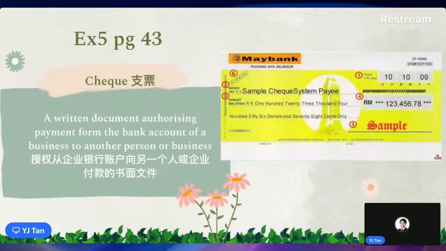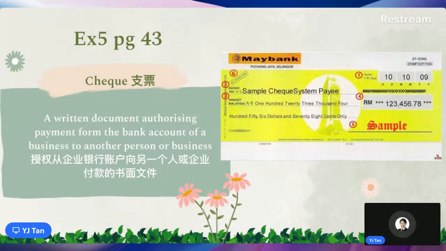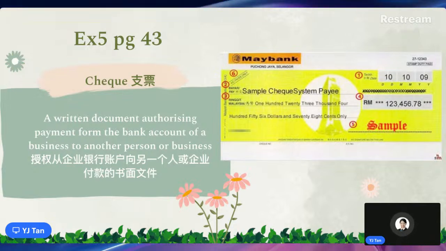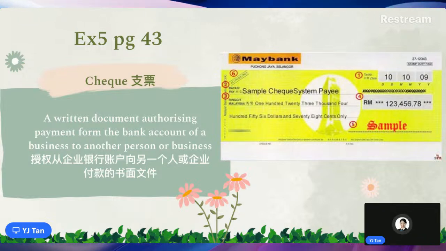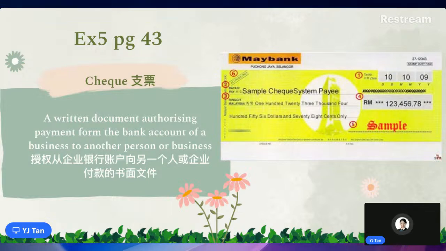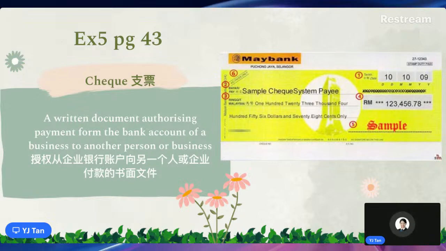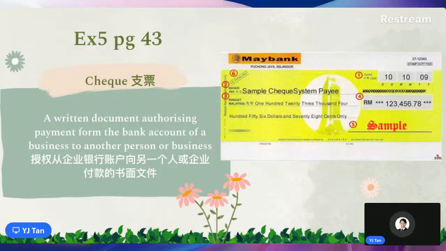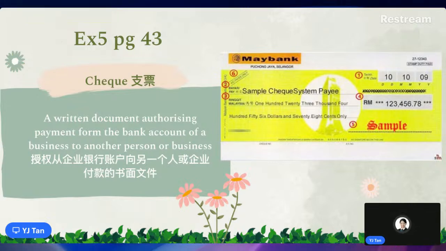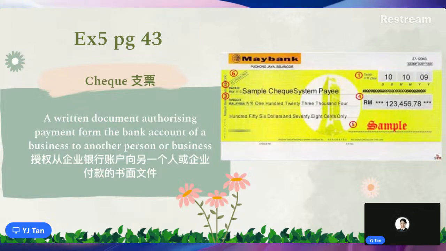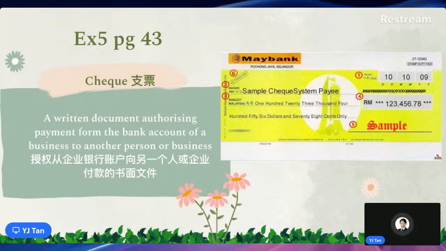Okay. The next document that I want to introduce here is the check. In today's business, maybe we don't see many checks involved in B2C, which is business to consumer. But I believe that for B2B, checks are still very common, and many businesses are still issuing checks. So here is the definition of the check. A written document authorizing the payment from the bank account of a business to another person or a business. So a check can be issued to an individual or to a company, that's fine.